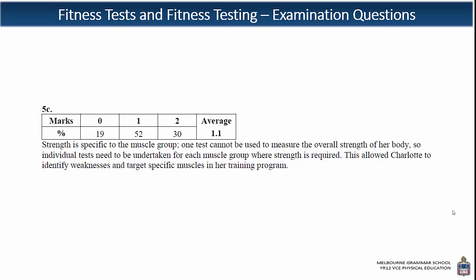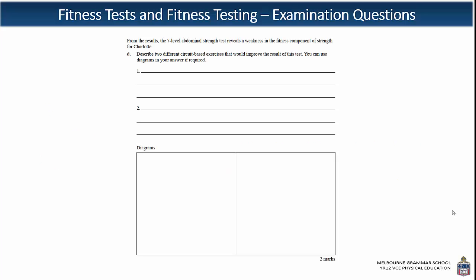They might have said that different tests target different muscle groups, but they didn't go further and talk about the outcome of this, that it allows her to identify specific weaknesses for targeting within the training program. So continuing on with this question, part D now, from the results, the 7-level abdominal strength test reveals a weakness in the fitness component of strength.